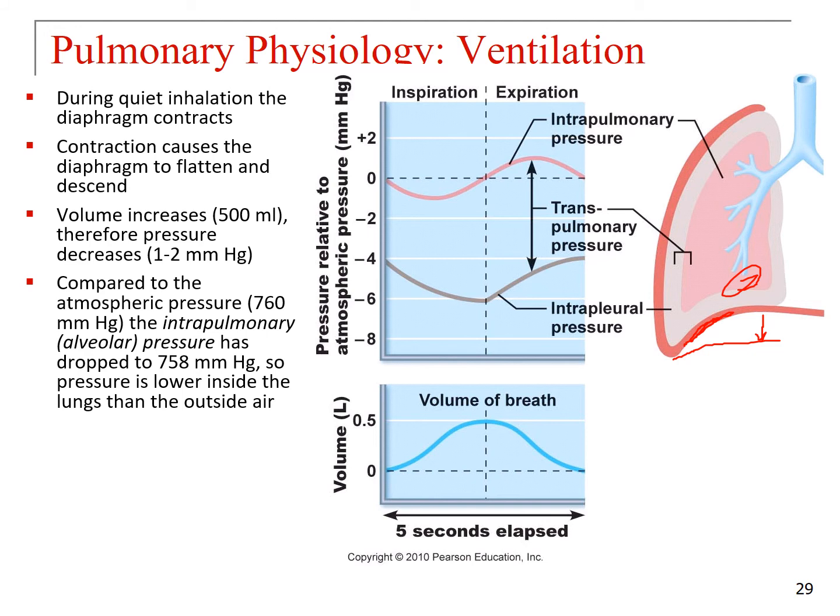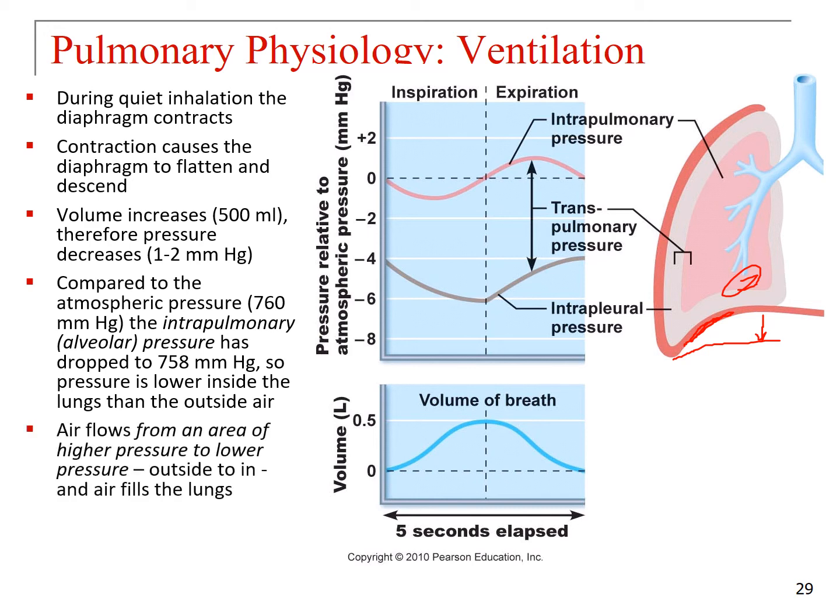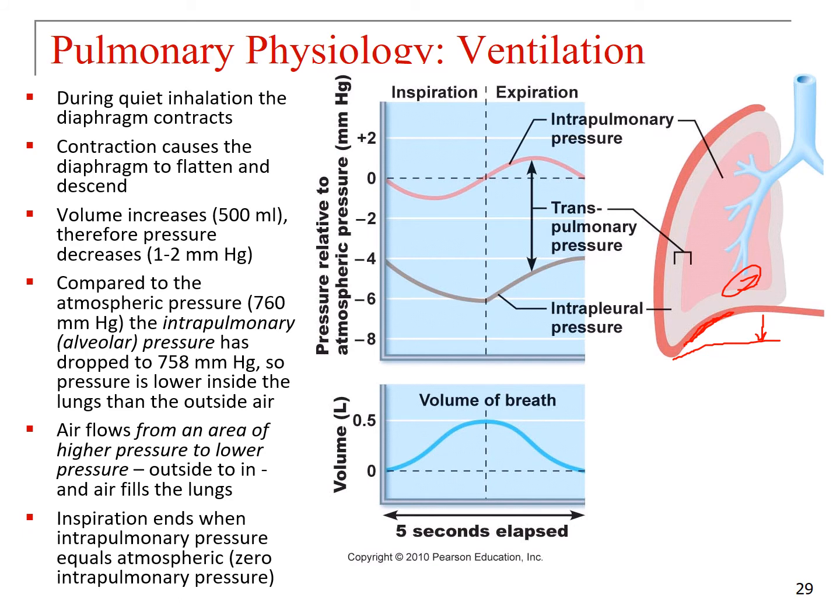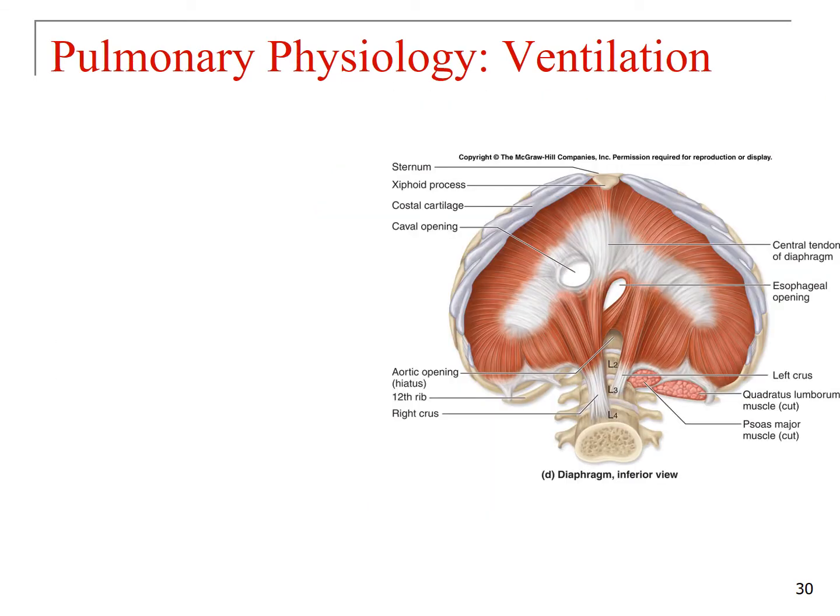And so, because your intrapulmonary pressure or alveolar pressure has dropped to 758, the pressure is lower inside the lungs than the outside air, and therefore the air will flow to the lower pressure, in this case outside to in, and air will fill the lungs. And again, inspiration ends when you equalize, when that intrapulmonary pressure equals atmospheric pressure, which means it's going to be measured as 0.